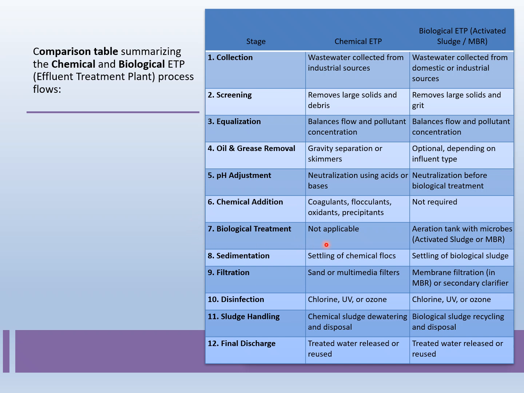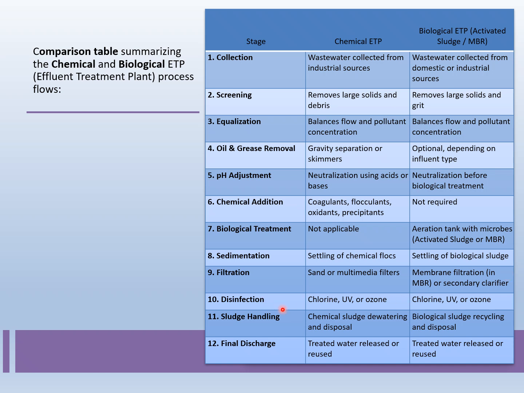Biological treatment, for the chemical is no application, and for the biological is an aeration tank with membranes, activated sludge, and MBR. Sedimentation settles chemical floc, and settles biological sludge. For the filtration, the chemical is sent to the multimedia filter. For the biological, people call it a membrane filter and secondary clarifier.